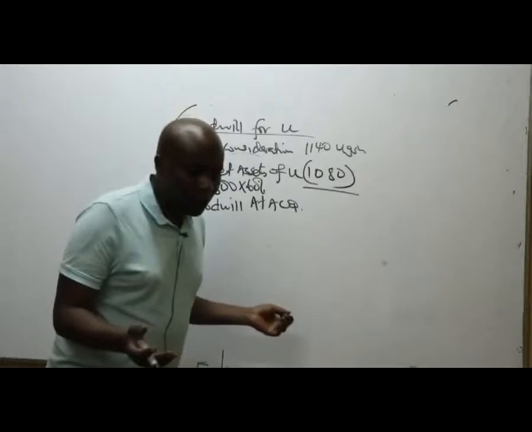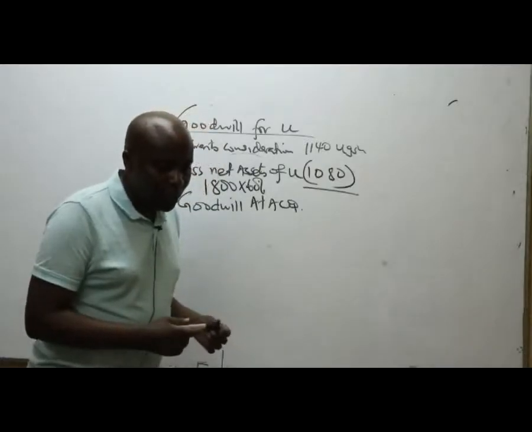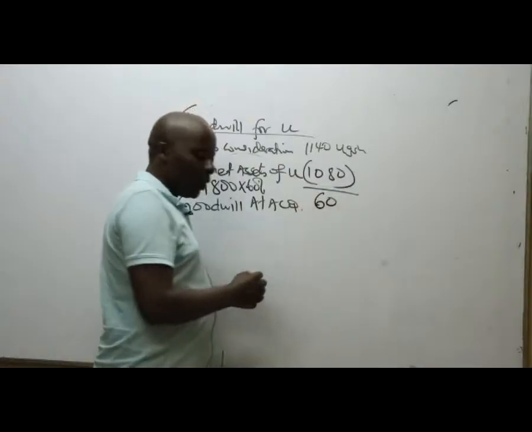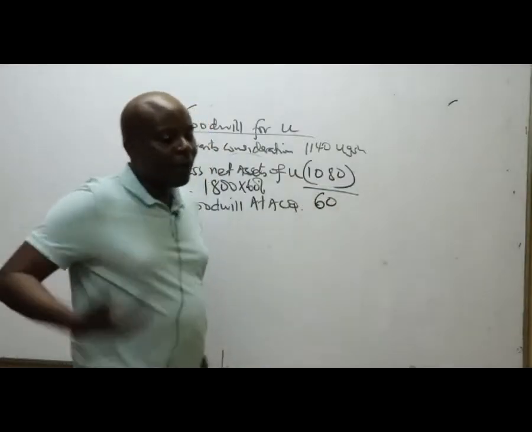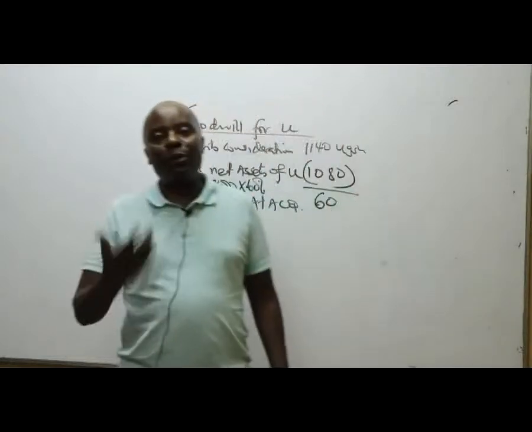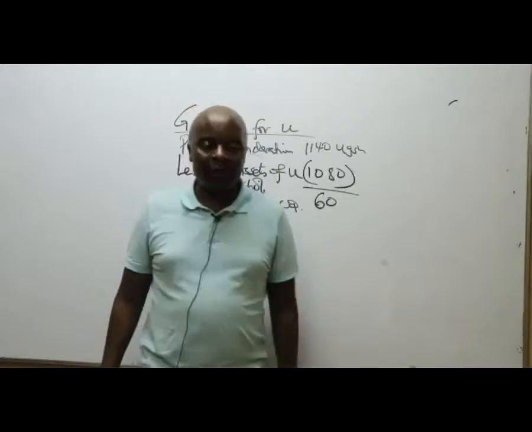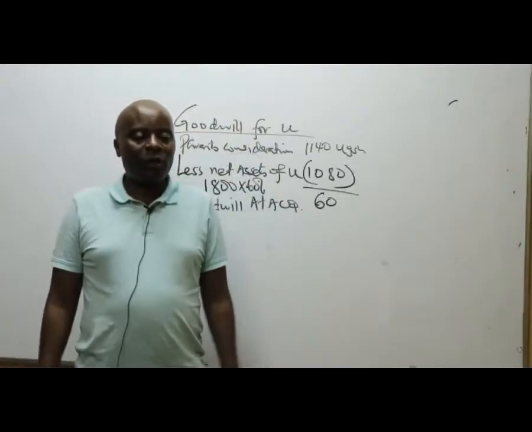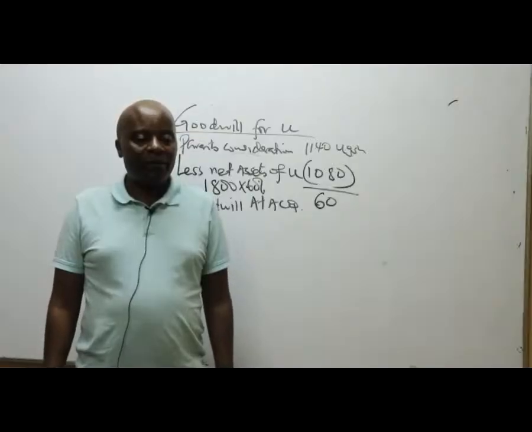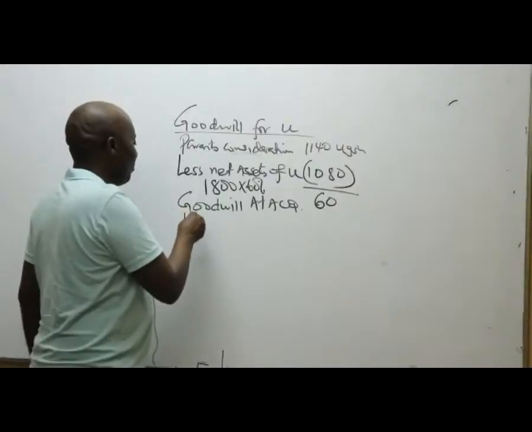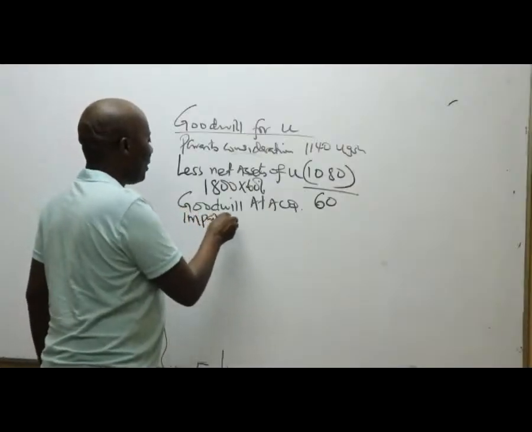Somebody tells me it is 60. Thank you very much. Now, once you get goodwill at acquisition, you as an FR expert, as an FR scholar, what is the next thing that comes to your mind? Impairment loss. Thank you very much.